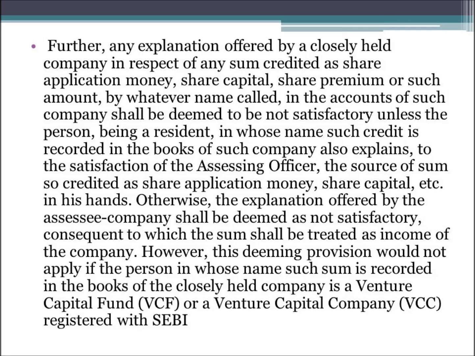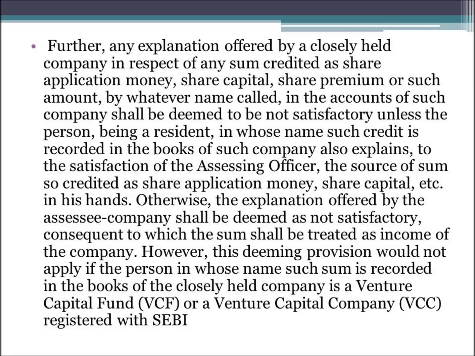then also that share application money, the credit, will be treated as the income of that closely held company. If the share subscriber like me is not able to perfectly satisfy the assessing officer about where I managed to get that money to invest in the company, then the closely held company will be liable to pay tax on that cash credit, because that credit will be treated as their income just because I was not able to satisfactorily explain to the assessing officer where I managed to get the money.